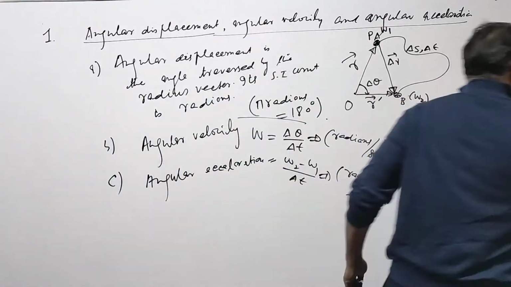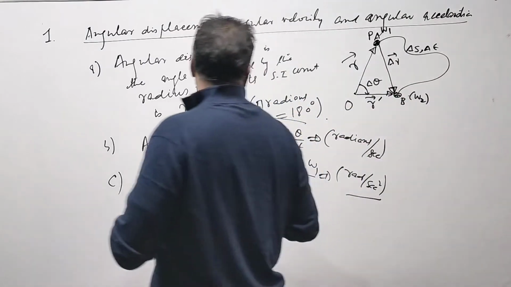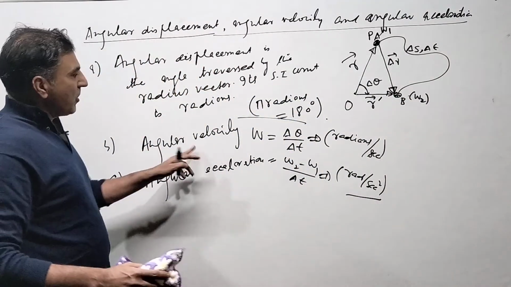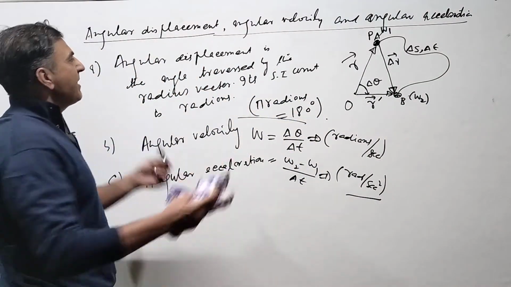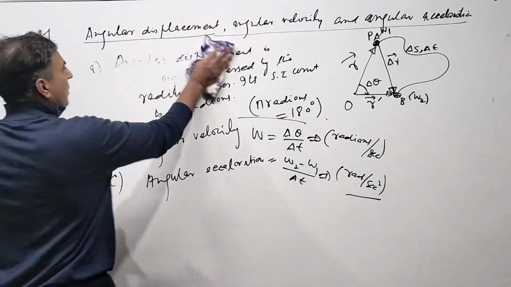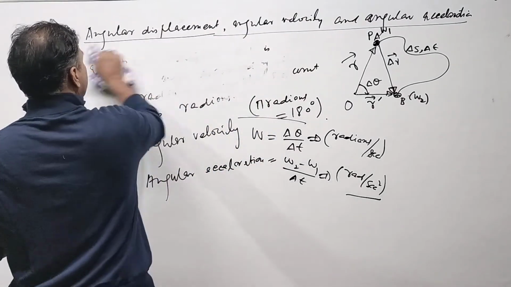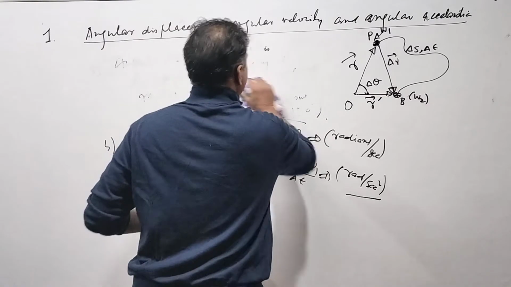Okay, now what is instantaneous angular velocity? That was the average angular velocity. How do we define instantaneous angular velocity?